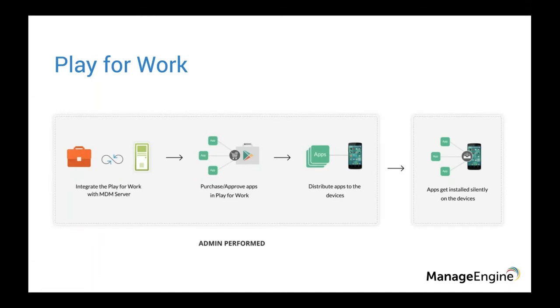Here's how Play for Work functions. You first need to integrate the Play for Work portal with the MDM server, purchase and approve apps on the Play for Work portal, and then distribute these apps to the devices. Once all of these actions have been performed by the admin, the apps will get installed silently on the devices. Now let me take you back to the MDM server and show you how you can begin the process of integrating the Play for Work portal with the MDM server.